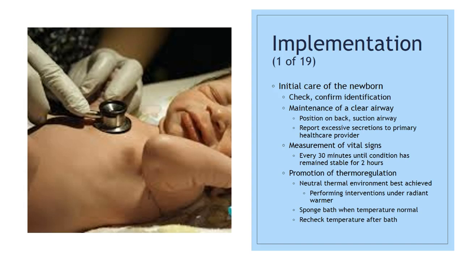We're going to maintain a clear airway. We are going to position them on their back, suction their airway if we need to. We might have to use a bulb suction. We may have to use a deeper suction, but we're always going to move from mouth to nose. We are going to report any type of excessive secretions to our primary healthcare provider. So if we're doing deep suction and we are getting tons and tons of secretions out of the baby's lungs, there could be some type of problem going on that needs to be looked at, diagnosed, and treated.